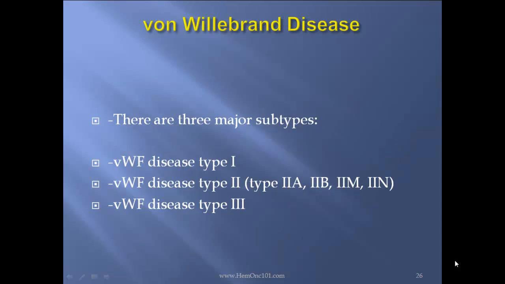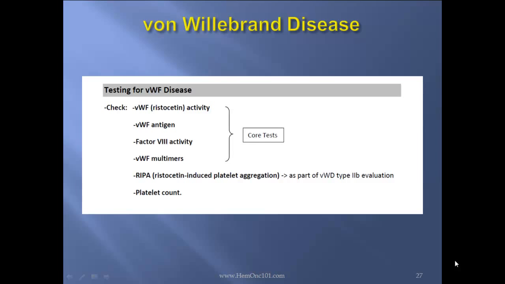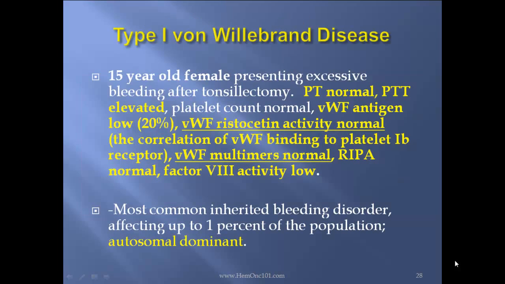Von Willebrand disease. There are 3 major subtypes, type 1, type 2, and type 3. And type 2 is further broken down to type 2A, B, M, and N. Testing for von Willebrand disease. The core tests are the von Willebrand activity, the antigen, factor 8 activity, von Willebrand multimers, and also RIPA, ristocetin-induced platelet aggregation, as part of type 2B workup, and platelet count.